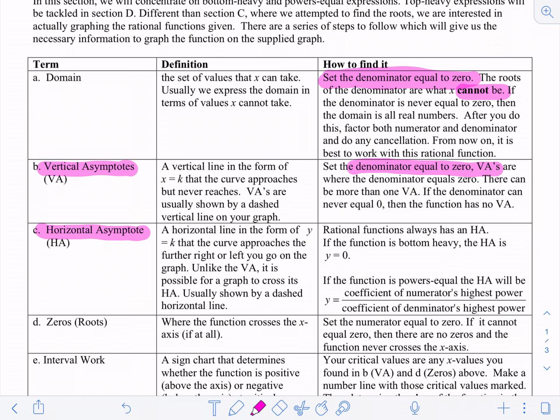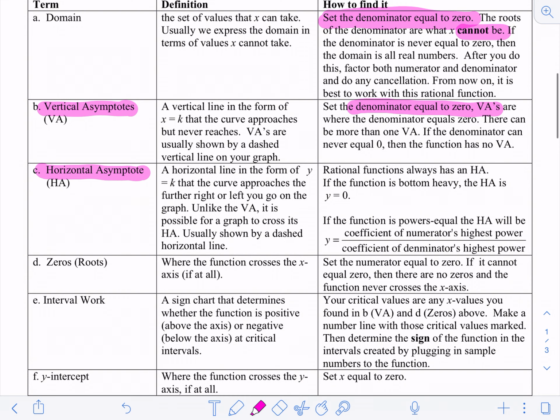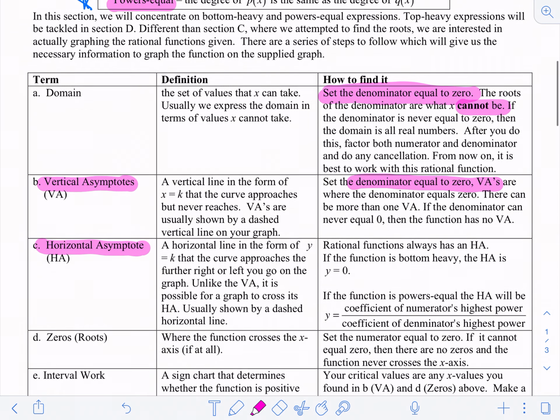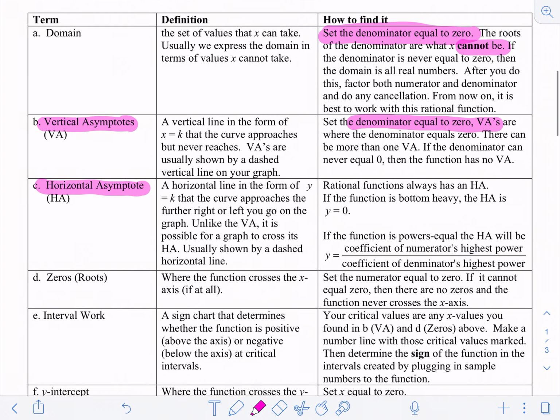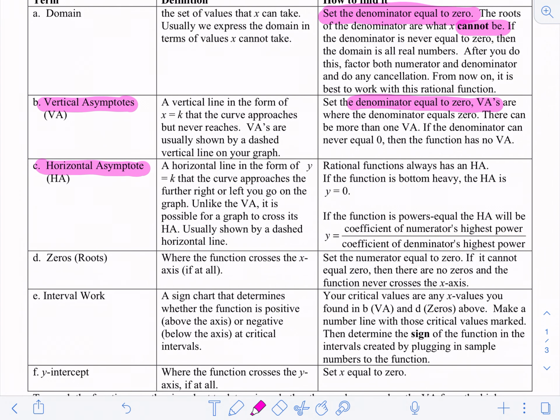For our horizontal asymptotes, these are going to be horizontal lines. And these will all become a lot clearer when I do the examples. But for our horizontal lines, there's going to be 2 different situations based on whether it's top heavy, bottom heavy, or powers equal. Again, we're just going to look at bottom heavy and powers equal today. If it is a bottom heavy function, then my horizontal asymptote is always going to be at y equals 0. So a horizontal line right on top of the x-axis.